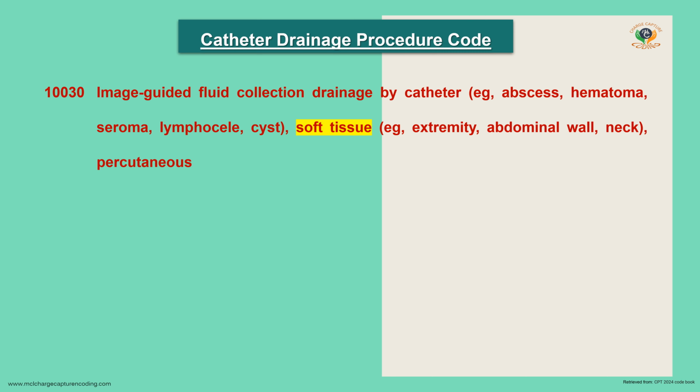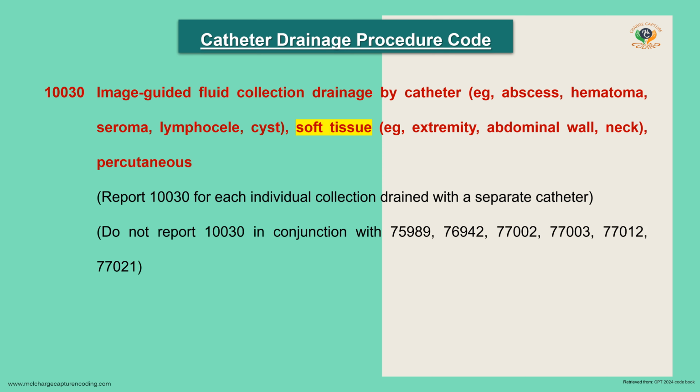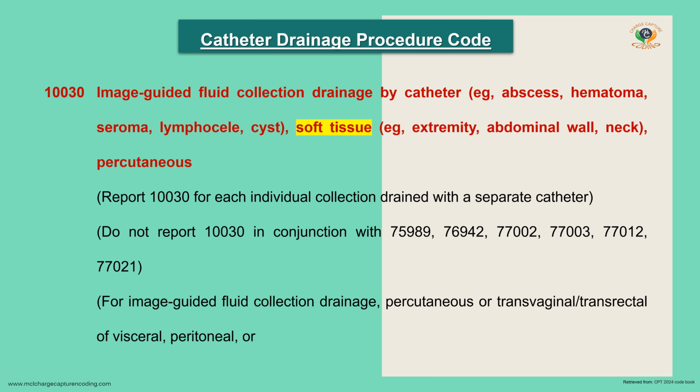This code is to be reported for each individual collection that is drained using a separate catheter. This code should not be reported in conjunction with other imaging codes you see on the screen. Code 10030 requires that a drainage catheter be left in place for post-procedure evacuation, not just for the intra-procedure aspiration. An aspiration procedure is different from abscess drainage because a drain is left in place at the conclusion of the procedure.